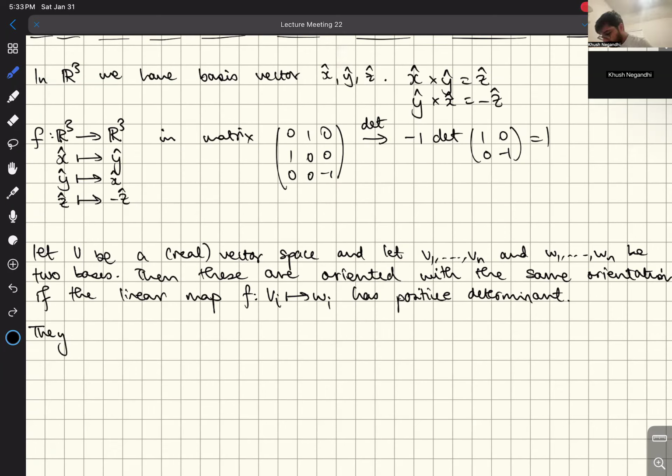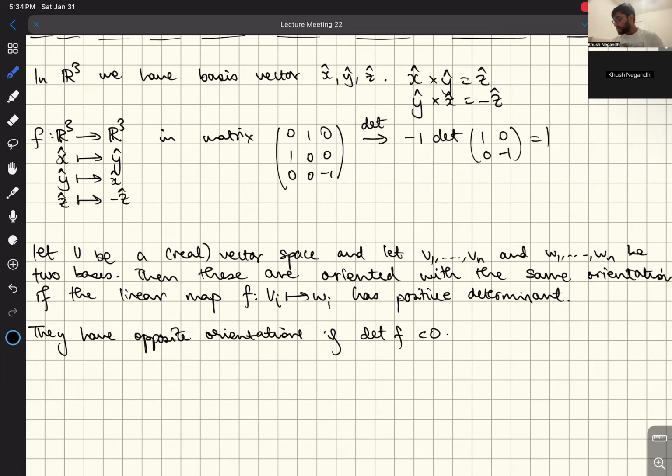Just write this really quick. They have opposite orientations if determinant F is less than 0. Okay, and now I think it's pretty clear to see that this map will always have either positive determinant or negative determinant. This follows from the fact that we're mapping linearly independent sets into linearly independent sets, and so this map is an isomorphism. Hence, it must be invertible. But since it's invertible, it must have positive or negative determinant. It can't have zero determinant.